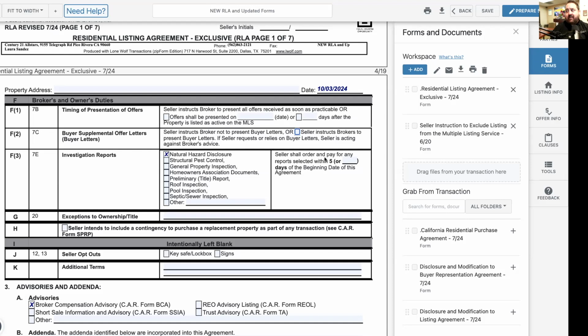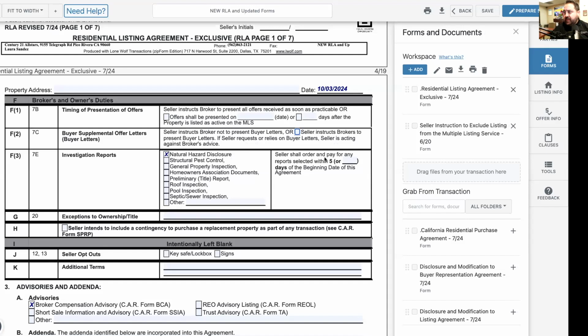And you have no idea how many times we deal with this here in the office. Well, we're ready to close, but we haven't gotten the pre-sale report yet. It happens more regularly than it should. So as listing agents, you all have to start making sure that part of your listing presentation and the way that you guide your clients is that they have to take care of those reports immediately.